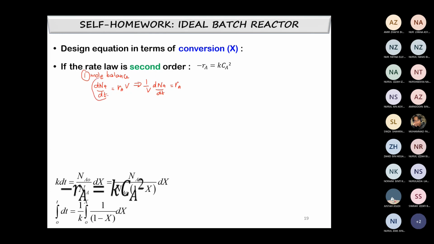So dNA, you expand it, it will be multiplied with NA. So NA, we expand it, NA naught minus NA naught X, over dt. So this one is zero. So that's why dNA over dt is equal to minus NA naught dX over dt. Okay, so what is dNA over dt is this RAV.